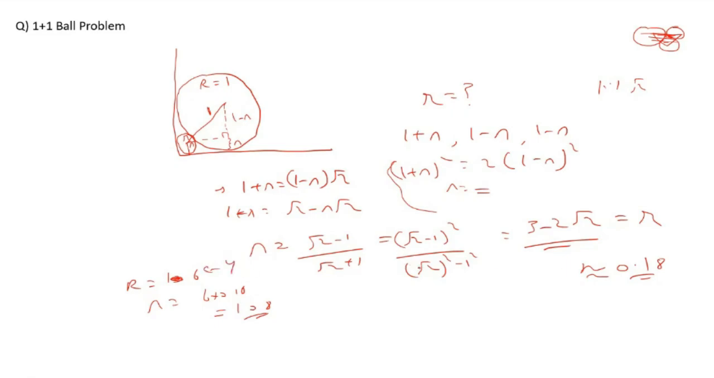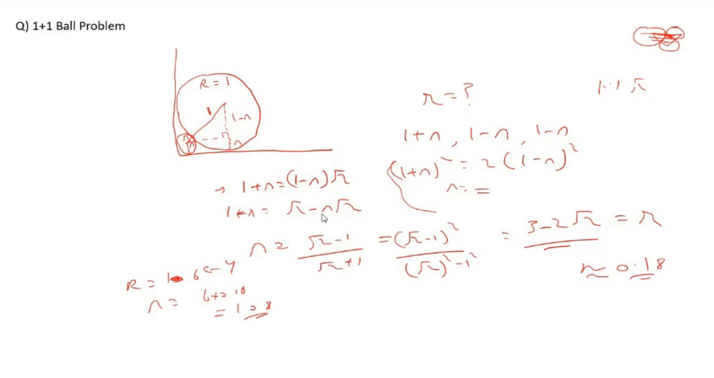Especially when options are given, you can easily see which option comes closest to that. So pretty simple again, just creating this right triangle and marking the sides in terms of the smaller radii and putting it into this setup, right? Yeah, so this was 0.18.